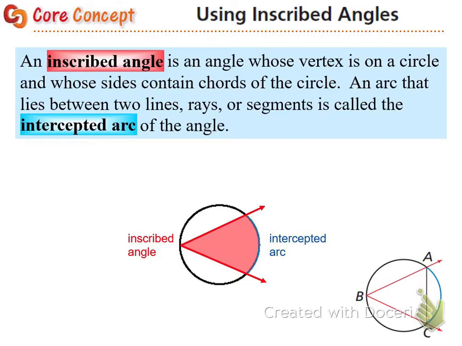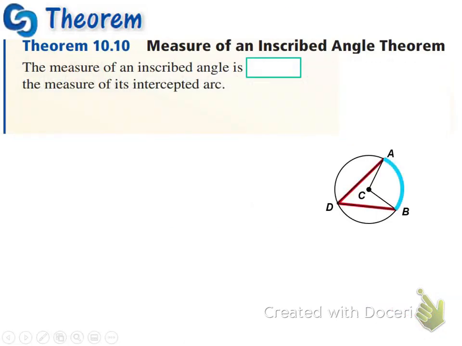So why does this matter? What happens here? The measure of an inscribed angle, you've got a box, you're going to fill it in, is half the measure of its intercepted arc. You're not going to highlight this. You're going to write something else and highlight it as well. So the measure of an inscribed angle is 1/2 the measure of its intercepted arc.